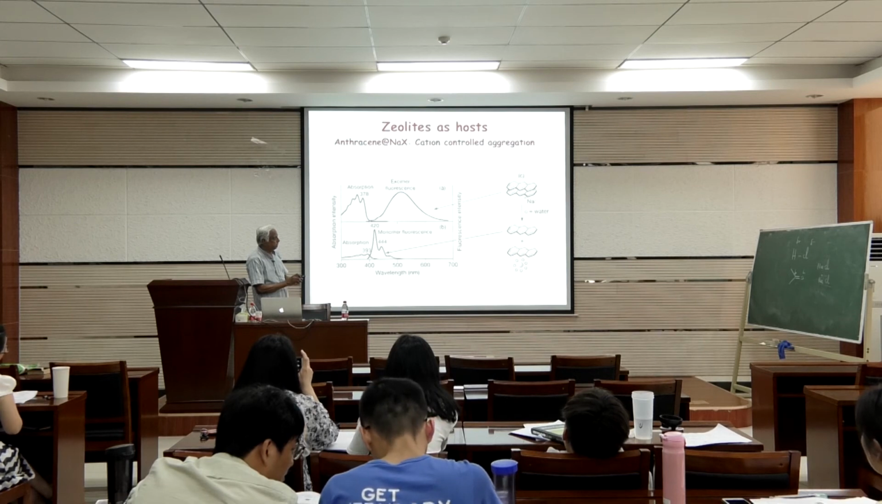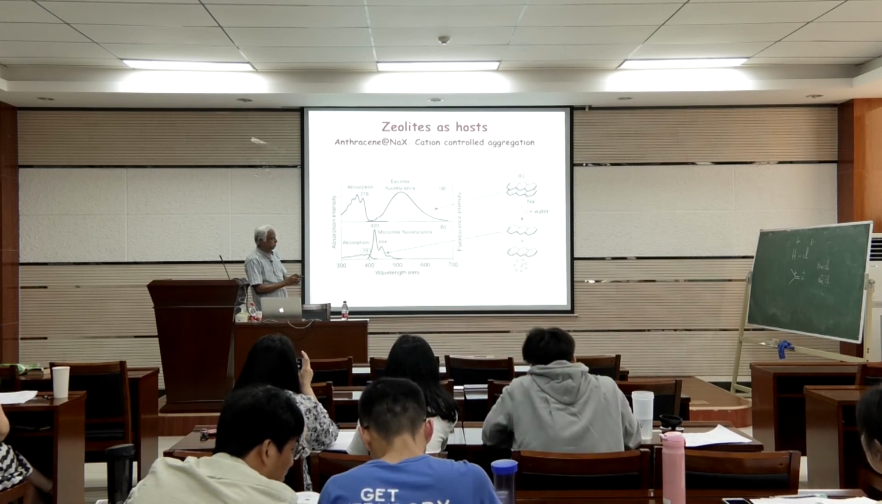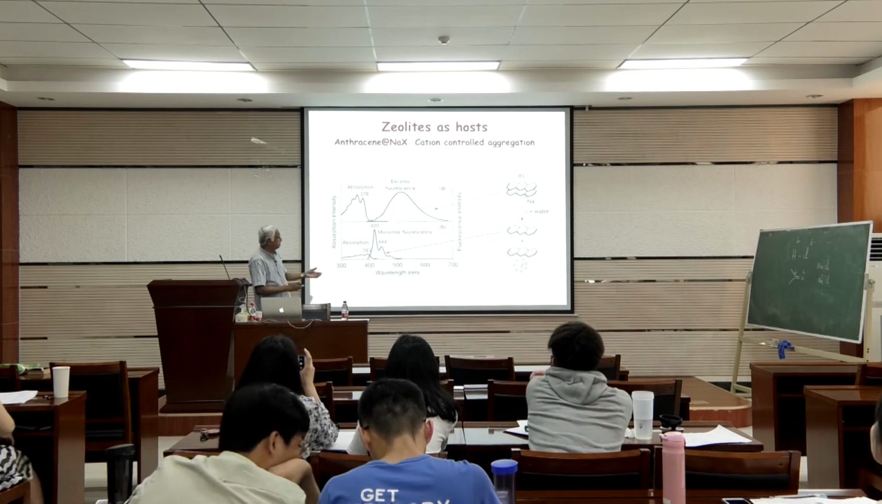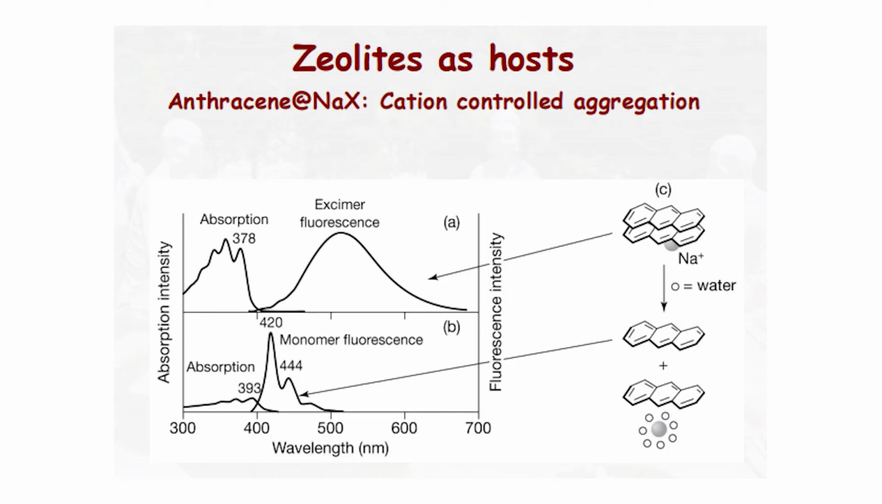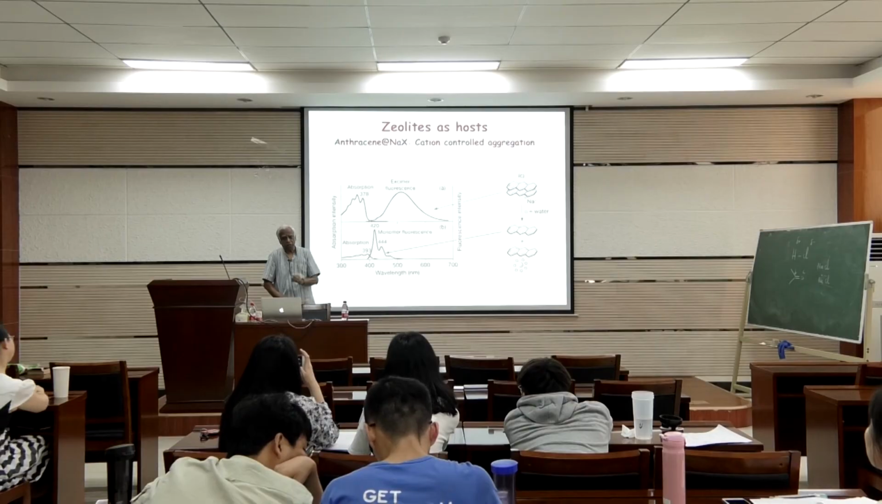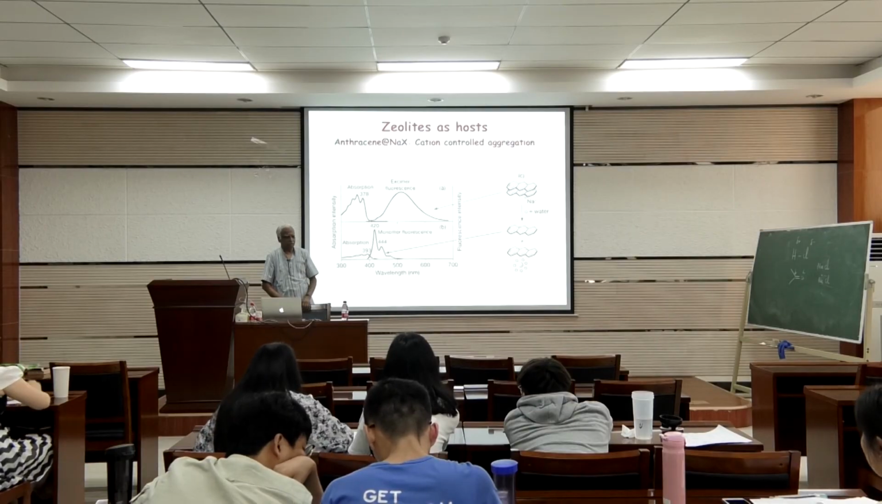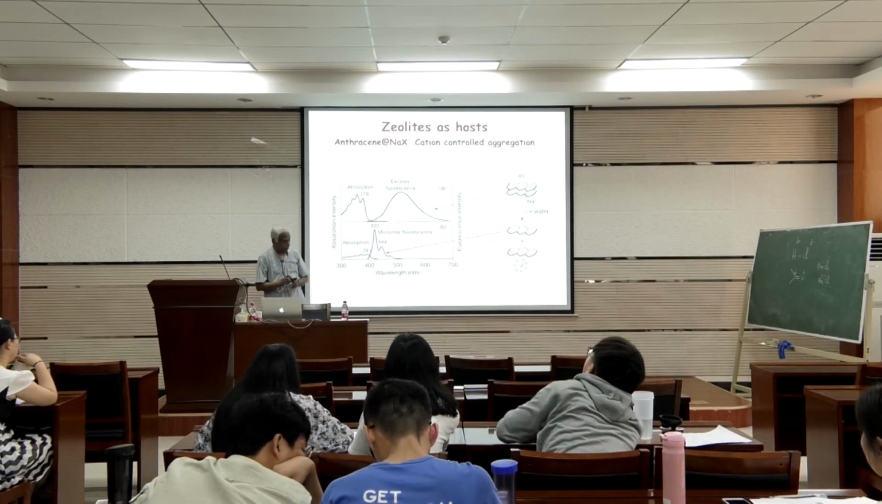Now there is no interaction between the sodium plus and pyrene. This would be released. So basically you get back the monomer fluorescence. So you can control this fluorescence, monomer and excimer, by controlling the water inside the zeolite. So now, if you really want to, you can call this a sensor for water.